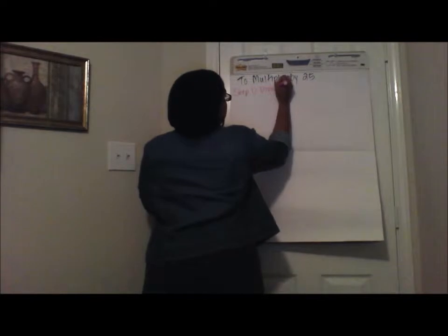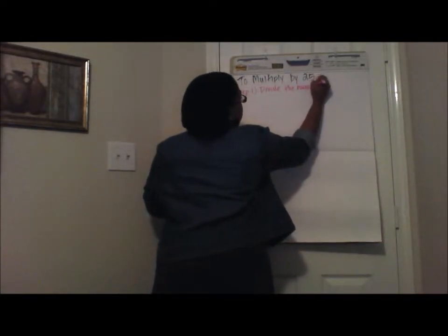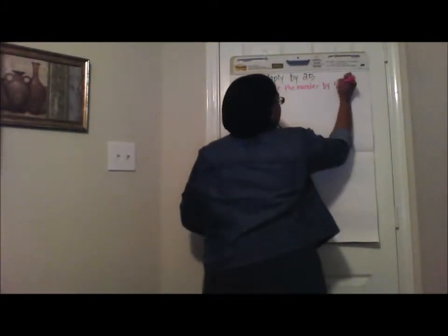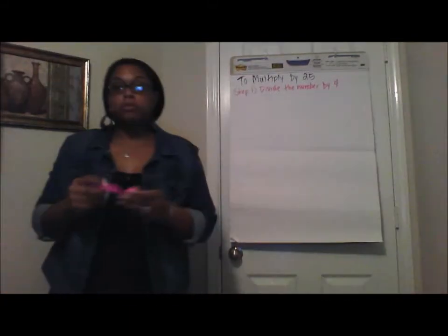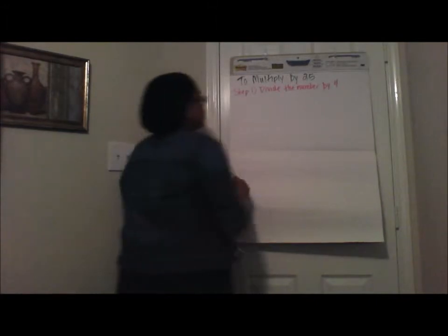divide the number. And when I say number, I mean the number that is obviously not 25. So divide the number by 4. Okay? Step 2, we're going to use the test of reasonableness.